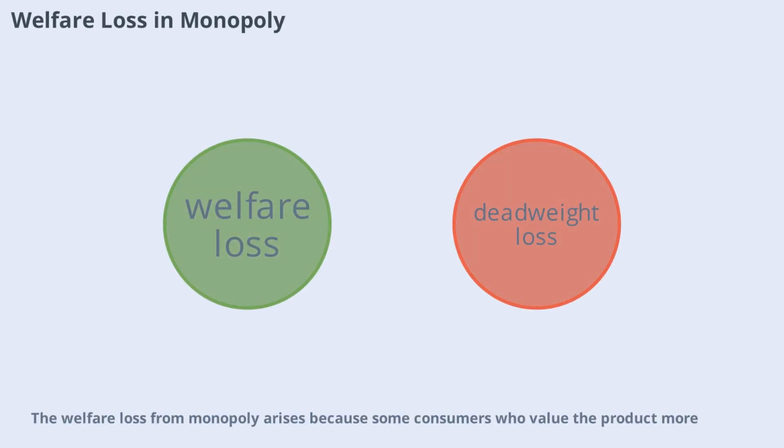Welfare loss from monopoly arises because some consumers who value the product more than its cost of production are unable to buy it at the monopoly price. This means that total surplus, the sum of consumer and producer surplus, is lower than in a competitive market. The deadweight loss represents the value of these missed opportunities.